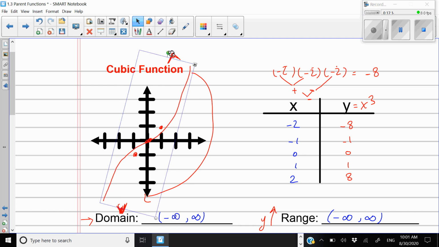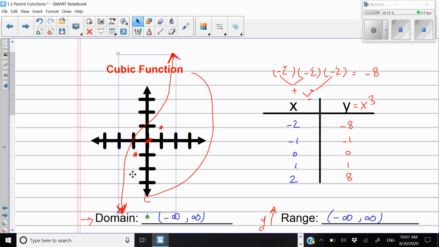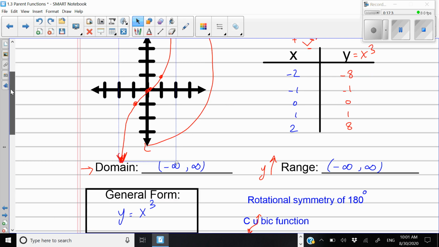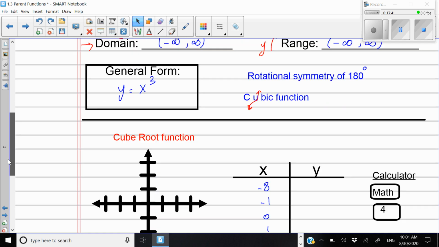So I'm going to rotate this for 180 degrees, and it will match the original one. Well, of course, my graph is not really perfect, but it should match itself. Okay, now, here is just a little trick for you to remember the shape of the cube function. Just use the U and graph this little thing on that. That will help you remember the graph.